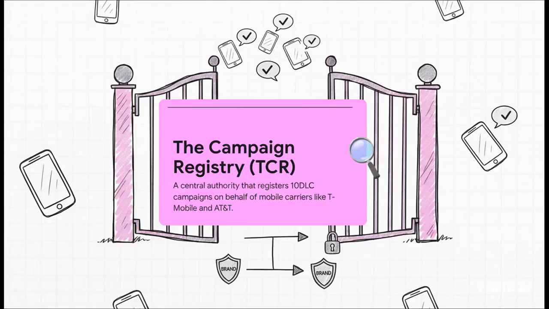So who's the referee in all of this? That would be the Campaign Registry, or TCR. Just think of TCR as the central gatekeeper, kind of like the bouncer at the club. You have to register your brand and your specific messaging campaigns with them, things like marketing promotions or account alerts, to get the green light from the mobile carriers.